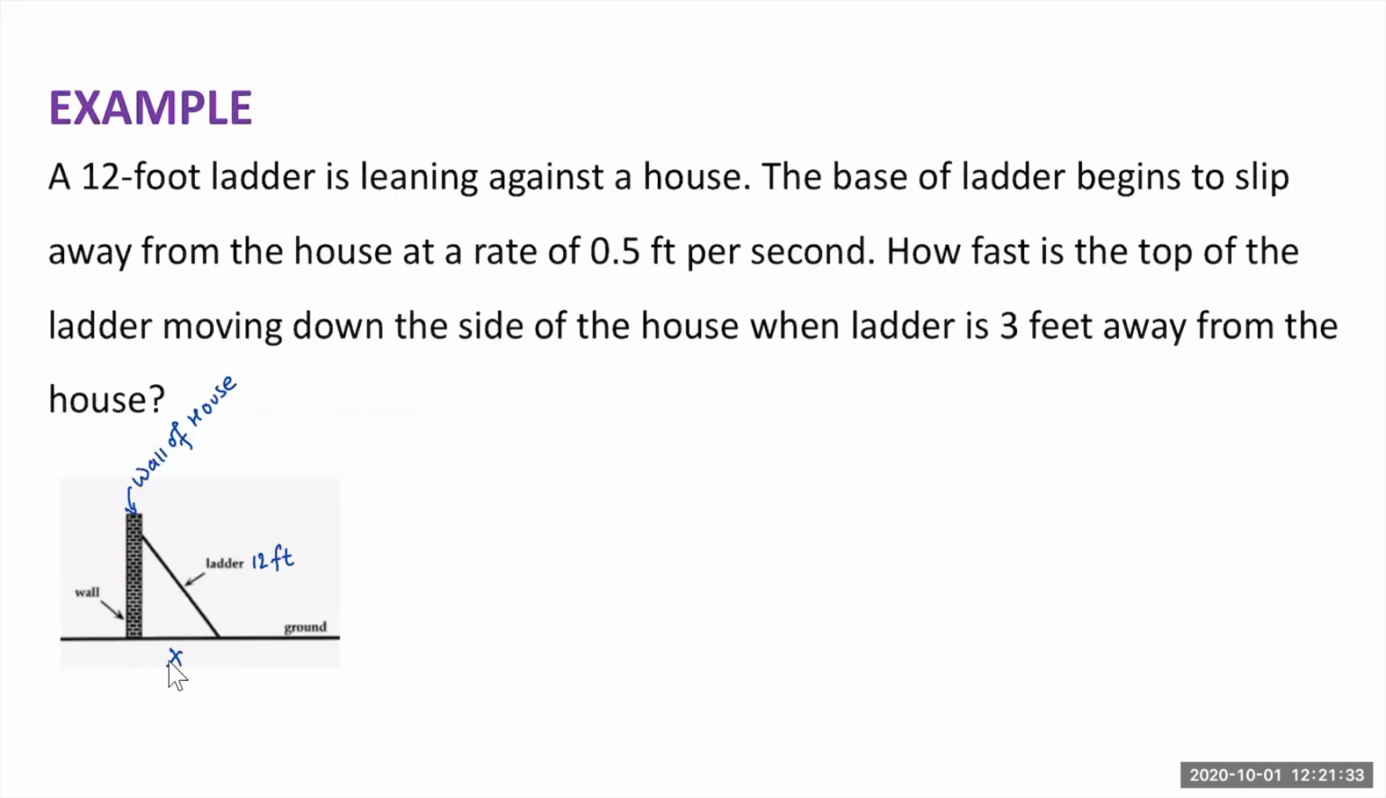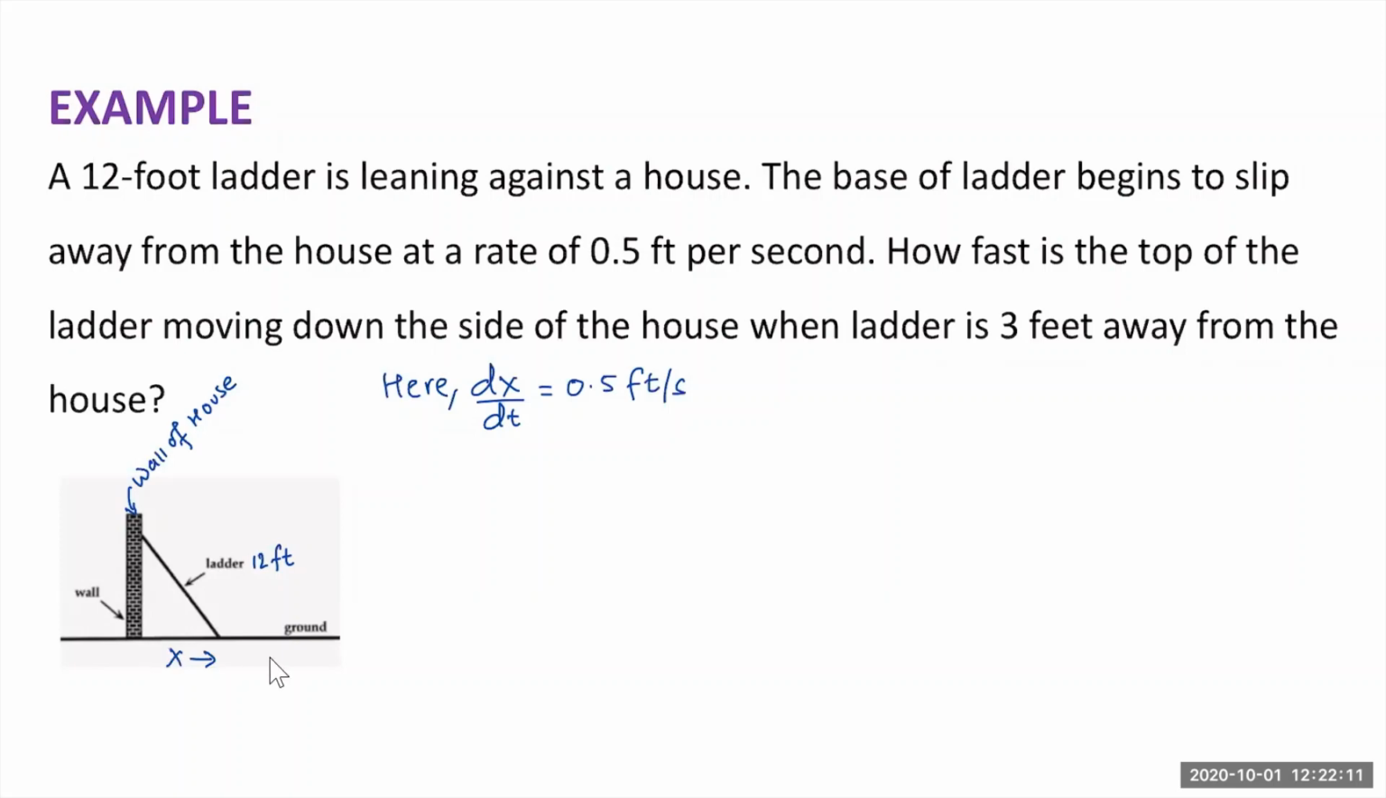then what is going on here is the ladder is slipping away from the house. That means the value of x is increasing. So this is what they have given. The base of the ladder begins to slip away from the house at the rate of 0.5 feet per second. Every second it's going away 0.5 feet. So the change in x with respect to time is equal to 0.5 feet per second. The unit of x, or the distance, is feet and time is second.